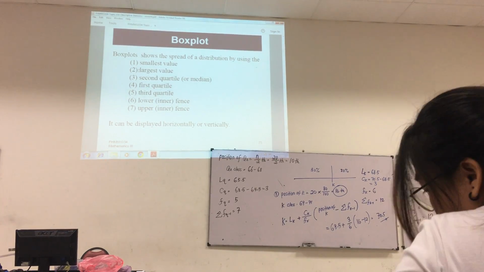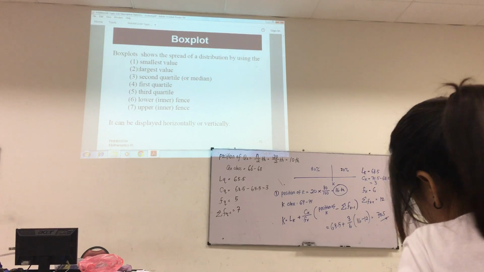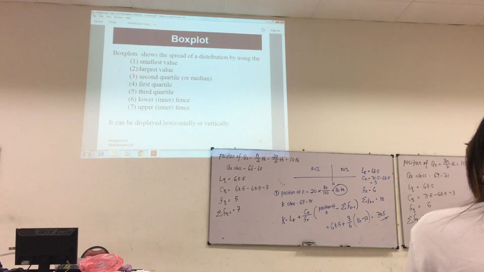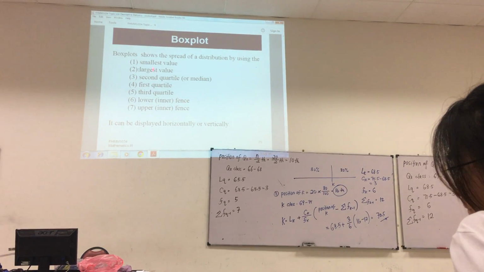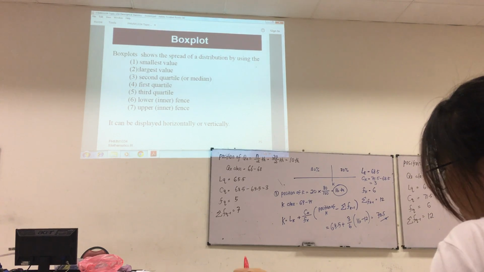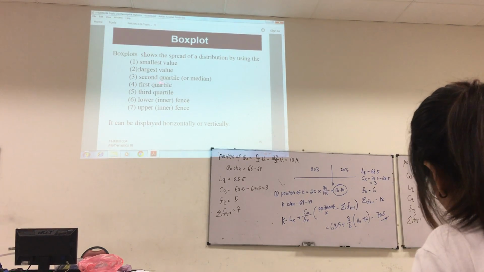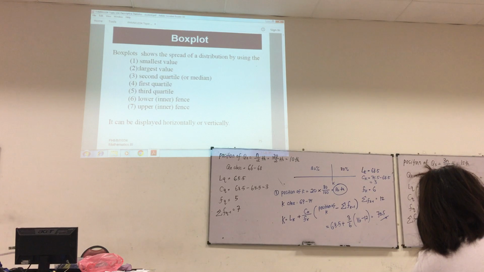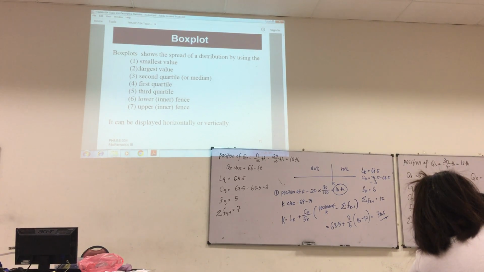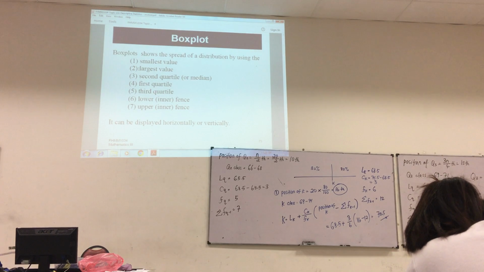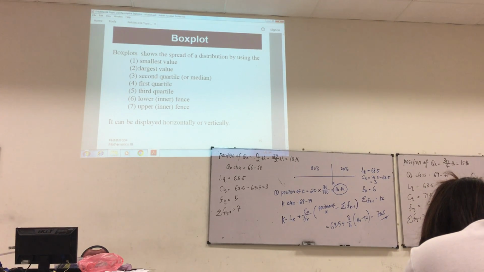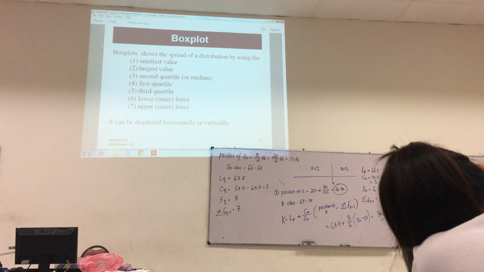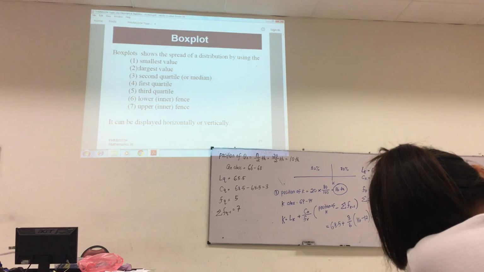While drawing your box plot, these are the information that you need. Alright? You need to have smallest value, largest value, Q1, Q2, Q3 value, and lower fence and upper fence. These are the 7 pieces of information that you need to include in your box plot. Most of the time, when we talk about box plot, it is related to ungrouped data. That means if you have grouped data, they normally do not ask you to draw box plot. Box plot normally applies to ungrouped data like raw data and ungrouped frequency distribution. Mostly it's these 2 situations.